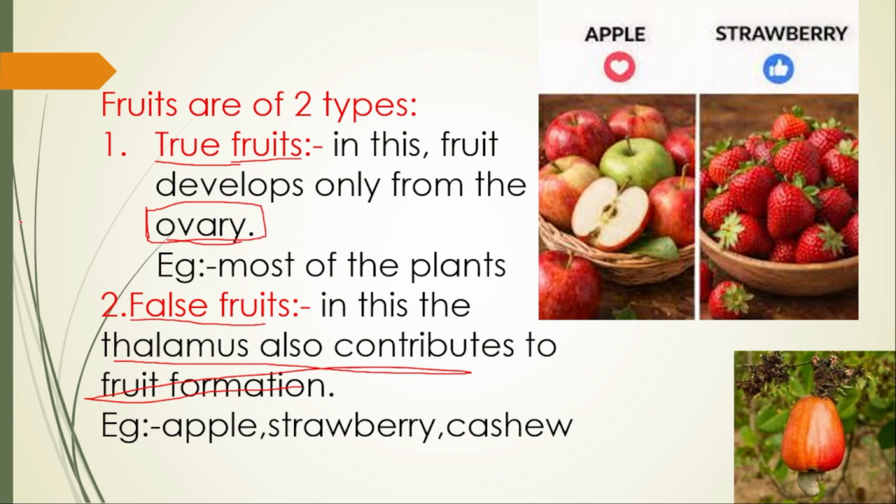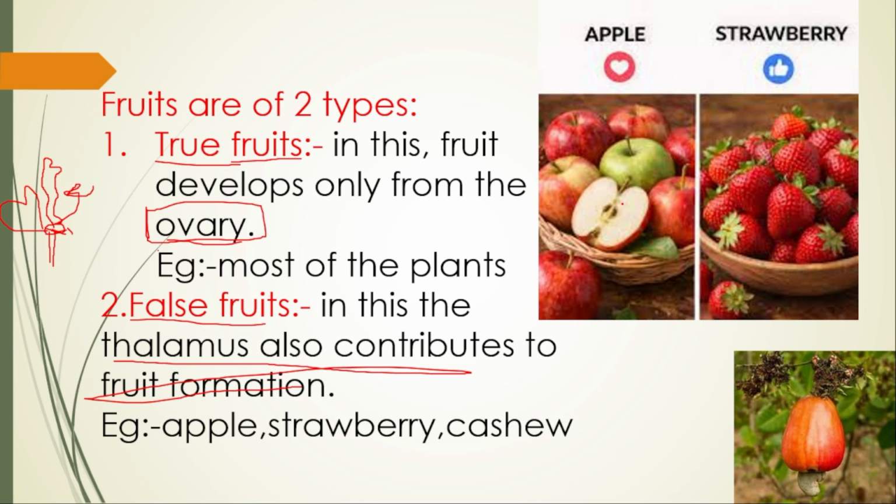Thalamus is the end portion of the flower stalk. There will be a bulged portion which is called the thalamus. On this there is the formation of the petals, stigma, style, ovary, anther, and all those things. If this thalamus is involved in the formation of the fruit, then it is called what? False fruit. If it is not, and the ovary directly forms the fruit, then it is called a true fruit.